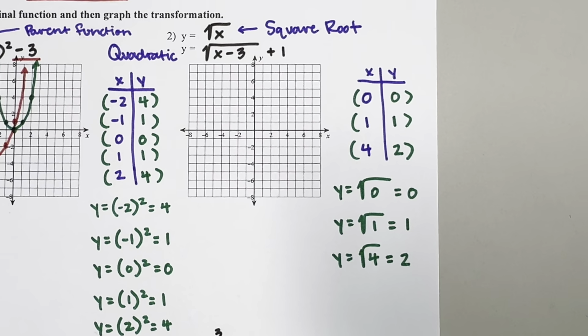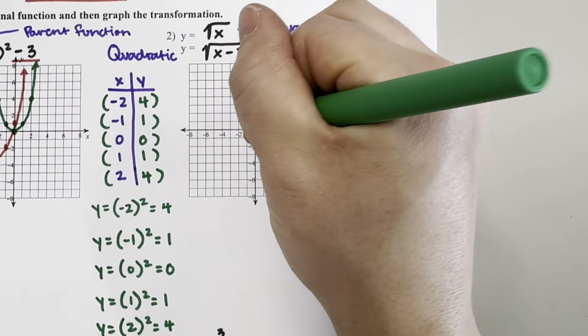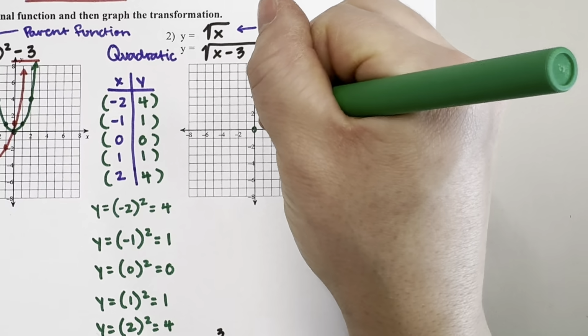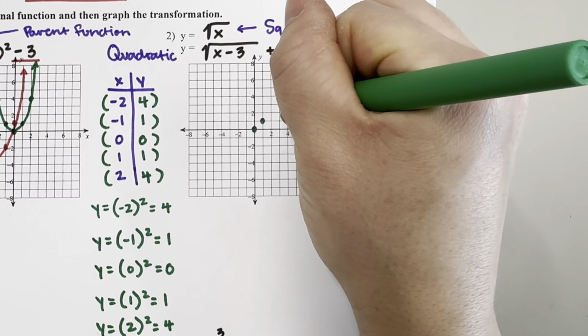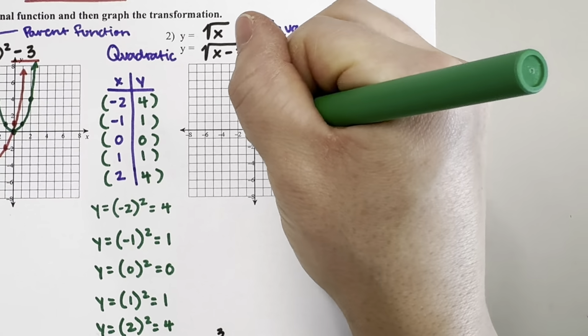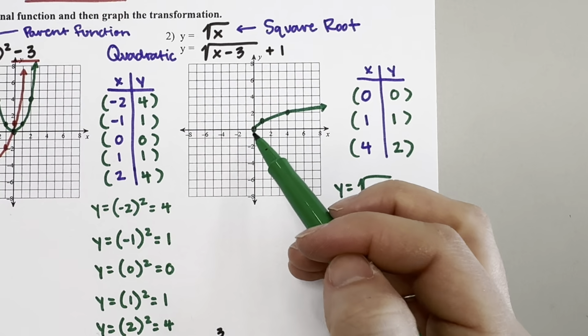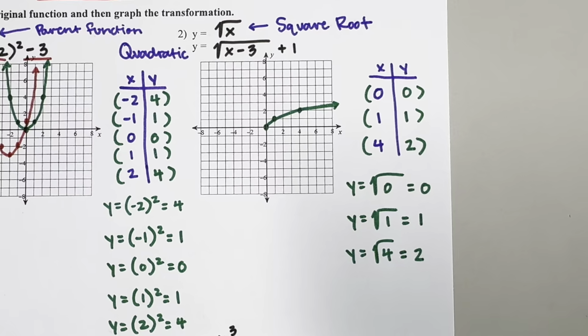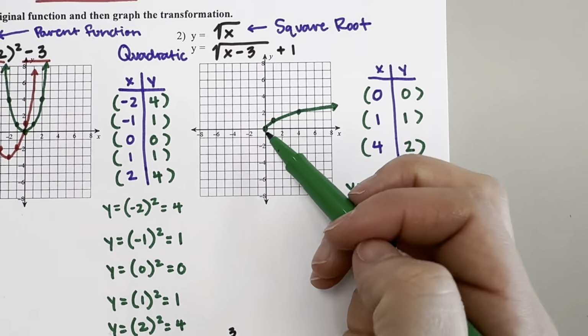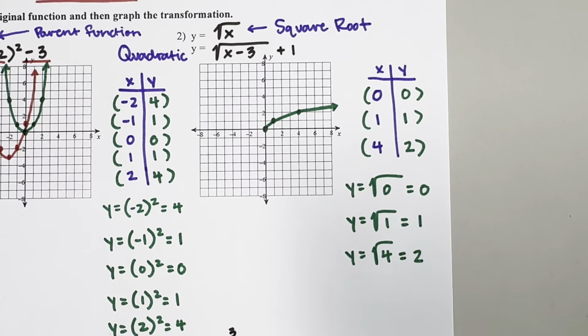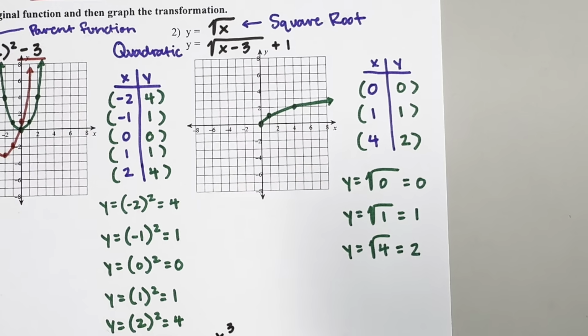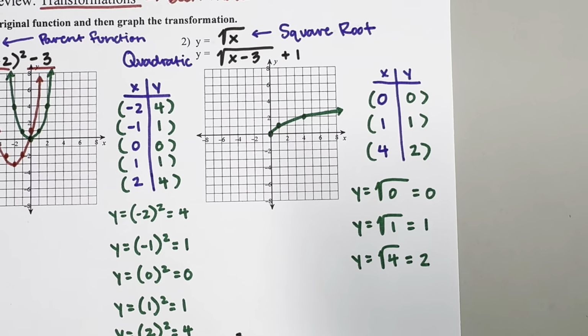Okay, so let's go ahead and put these on our graph. So I have 0, 0, 1, 1, and 4, 2. Okay, notice it's never going into our negatives. It stops right there at 0 because you cannot square root a negative number. Okay, so make sure it just starts right there at 0 and connect those with not really a straight line because it kind of has that little curvature to it. Okay, but that's our parent function. Those are our parent function coordinate points.